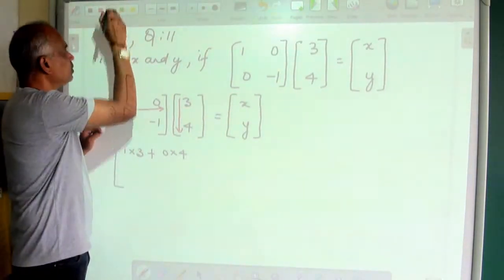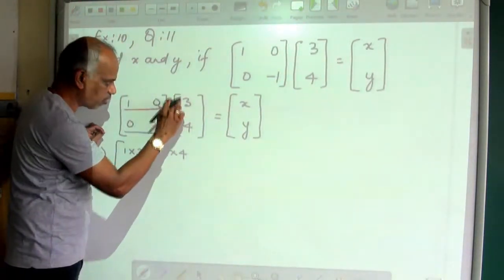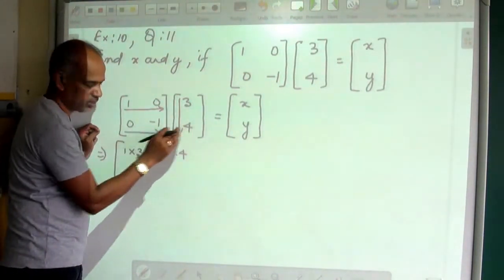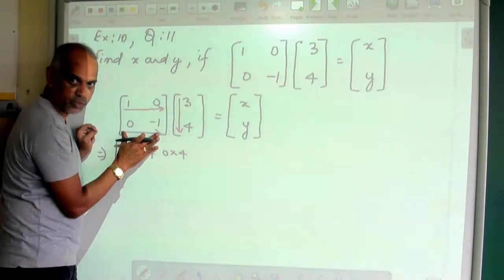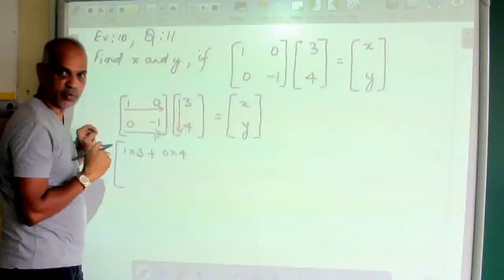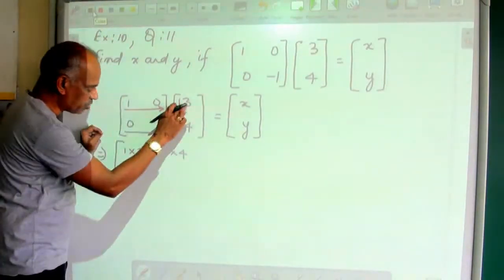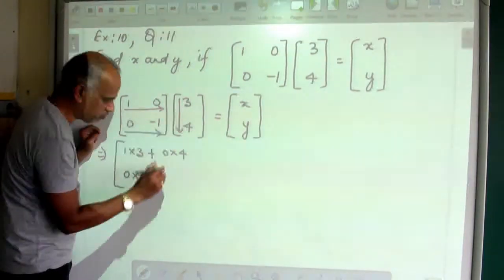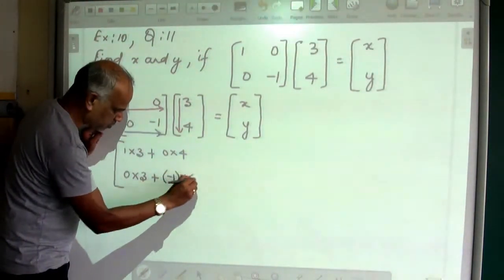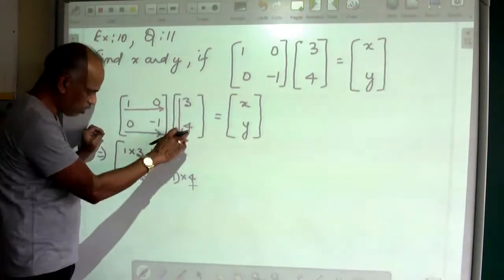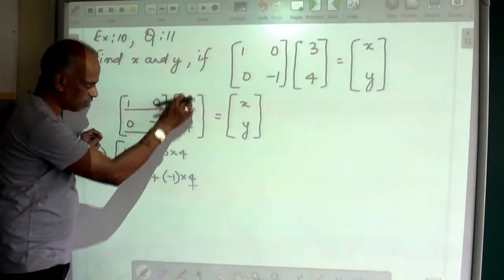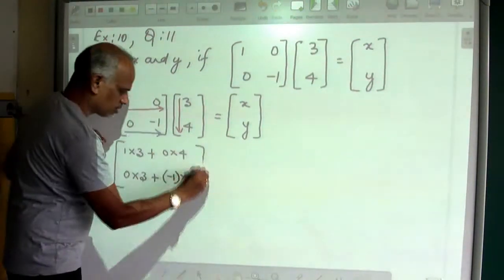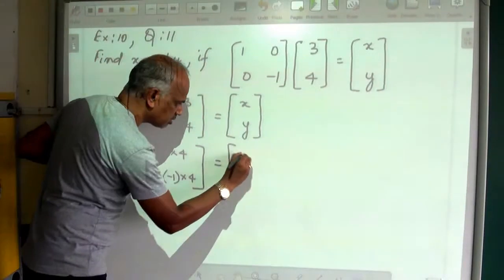Next you do second row with this column. That is 0 has to be multiplied with 3 and minus 1 with 4. Because you are doing the second row, write the answer in the second row. So 0 with 3, that is 0 into 3, then in between plus, minus 1 into 4. So first row with first column is done here, second row with this column is done here. That's all. Your multiplication is over. Close this, it is equal to x, y.